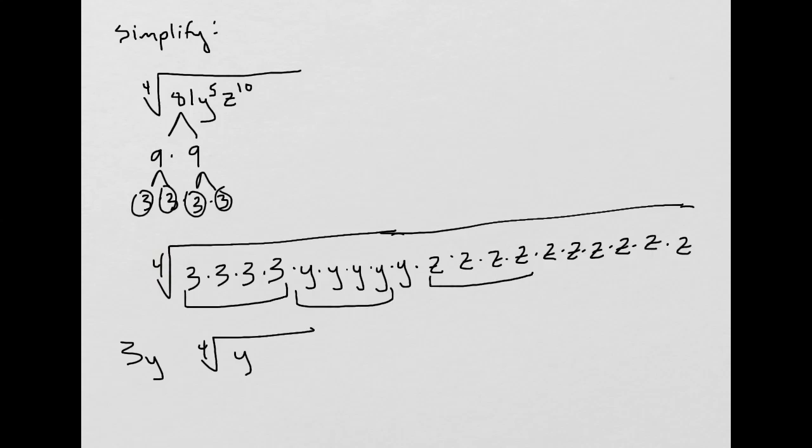Z's, let's see, I can make one group of 4, I can make 2 groups of 4, so that means I can pull 2 factors of z out, and then there's still 2 factors of z left underneath. So this would be our final answer.